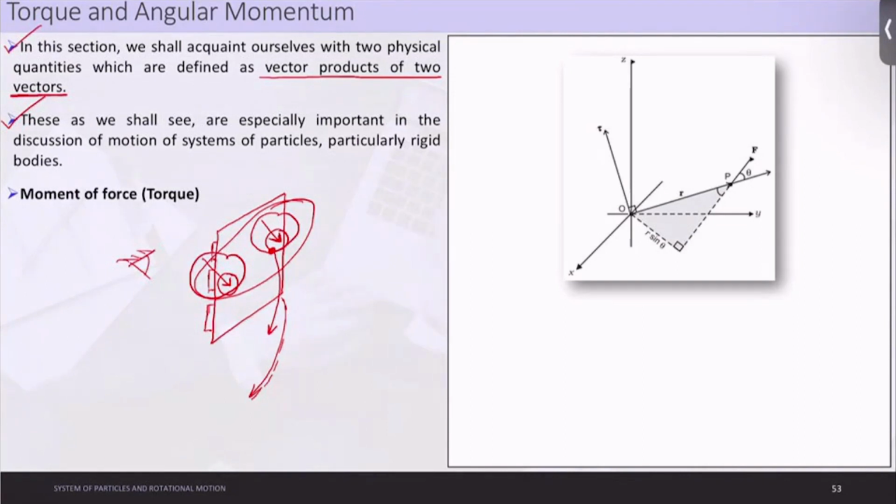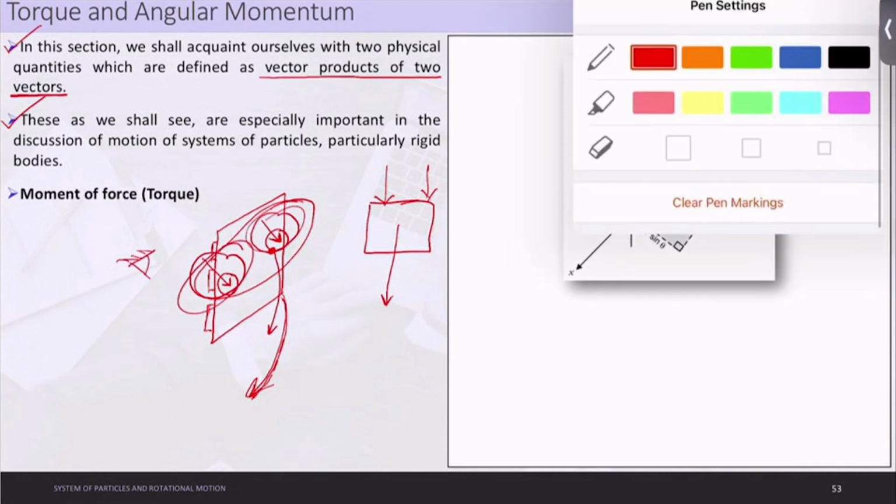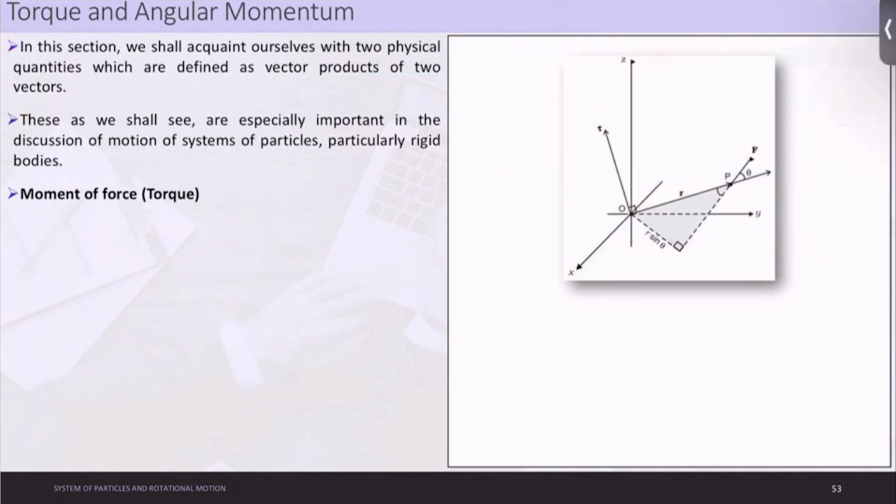For translation motion, let us suppose this is a block and we are trying to push it. If you push it from here or from here, it won't make much difference if it's only undergoing translation. But if it's undergoing rotational motion, you will see a difference in the values of the forces applied. Why is this so? Let us try to understand that.